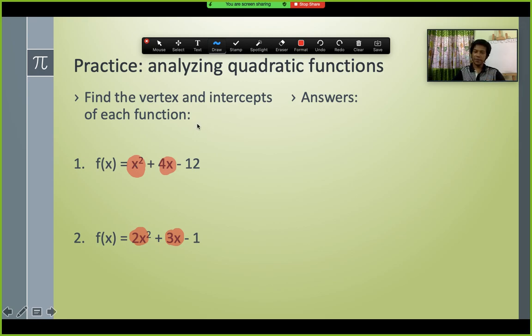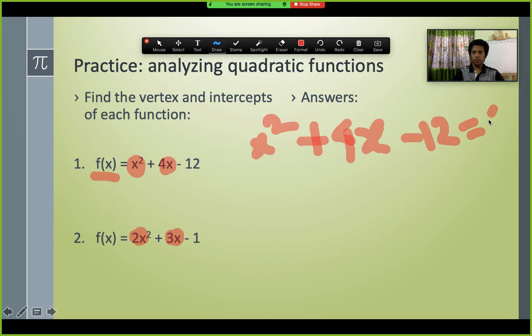But finding the x-intercept is not always that straightforward. How do we find out the x-intercept? Let's try this one and see how it looks. We have to put y equal to 0. Y is what? This side is y. So this is x squared plus 4x, then minus 12, equal to 0. Then you do the middle term factoring.